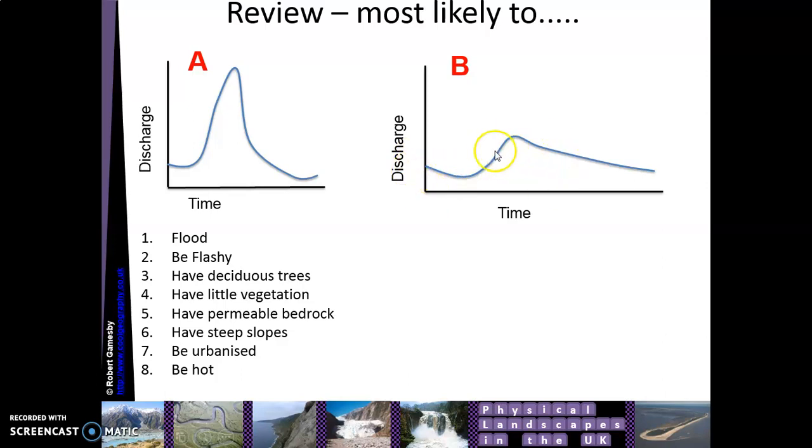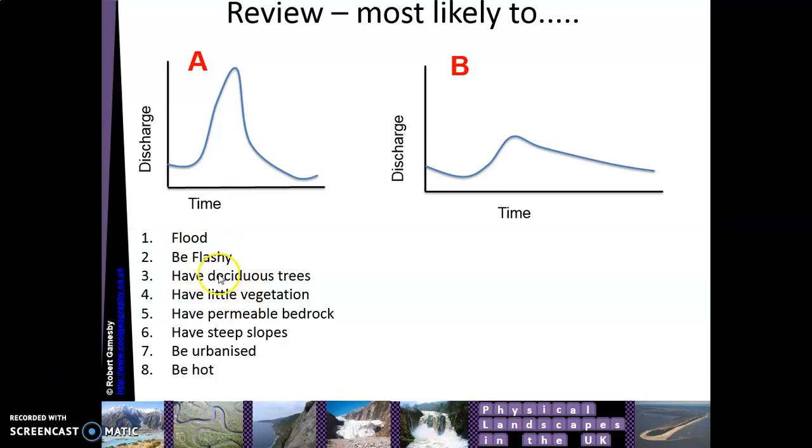The peak is quite slow for B and the peak is quite fast for A. So graph A, the flashy hydrograph, is more likely to flood. It is more likely to be flashy as well. Quick response to the rainfall event, that's why we call it flashy.